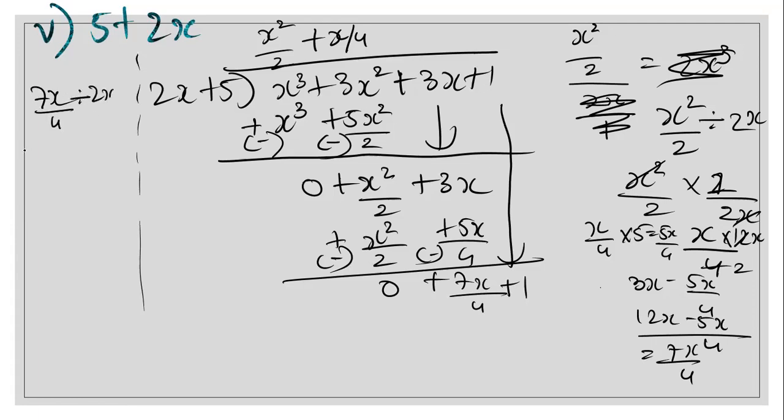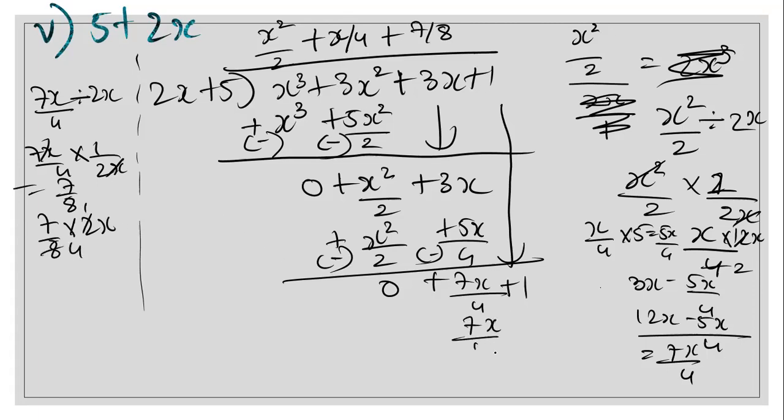divided by again 2x. So 7x by 4 into 1 by 2x. So these two will get cancelled. This will be 7 by 8. So you will get your quotient as x square by 2 plus x by 4 plus 7 by 8. Okay, so then after this, what's the next step? So 7 by 8 into 2x, correct? So 2 ones are 2, 2 2s are, we'll get 7x by 4.